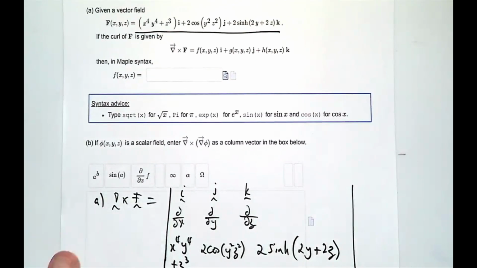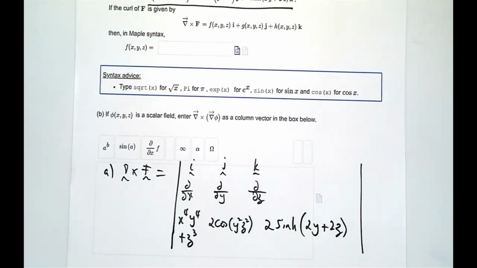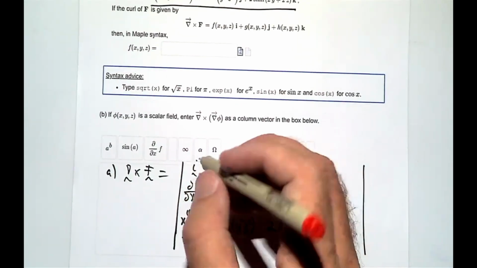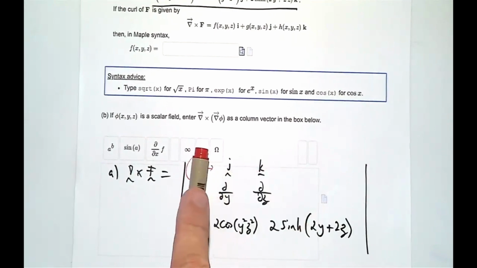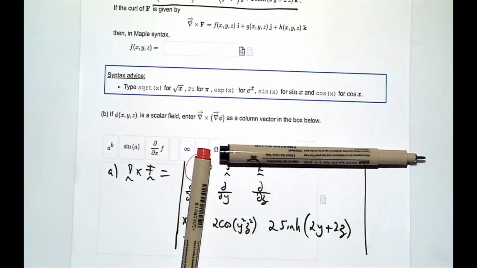Okay, I've sort of squished them as best as I can. So they only want the first component of the curl. This question is pretty easy. To get the first component, you start up here and move to the right. You cover up the column and the row that i is in, and you multiply i by the determinant of what's left. So it'll be i times d/dy of this sinh term minus d/dz of the cos term.